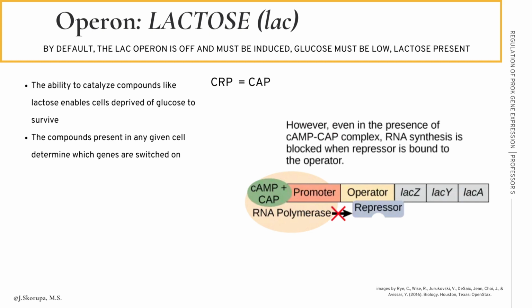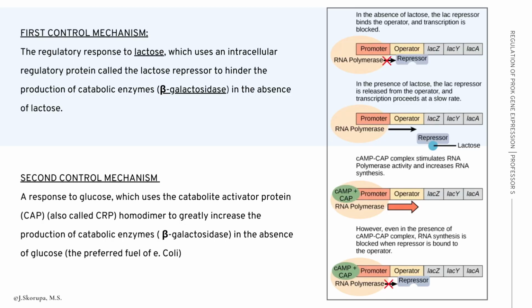And this should make sense. Why would the cell want to waste energy coding for genes it can't use? So remember, the compounds present in any given cell determine which genes are turned on. So that's it. We've covered the regulation of the lac operon.